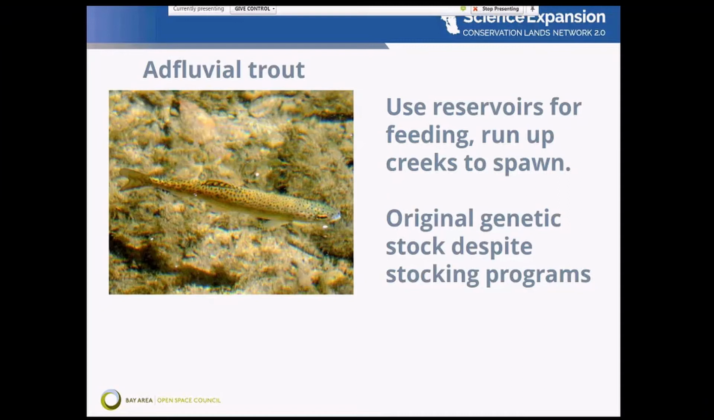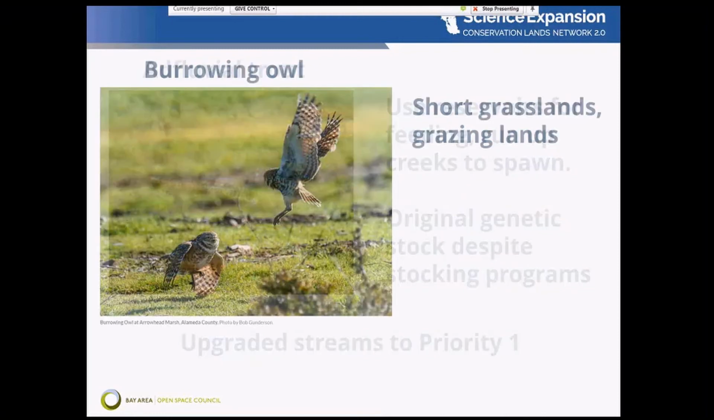Rob Leidy brought our attention to these adfluvial trout that use reservoirs for feeding and then run up the creeks to spawn. So they're trapped away from the ocean, and it turns out they maintain the original genetic stock despite artificial stocking programs in a lot of the streams. These fish have persisted, and the original genetic stock of rainbow trout is incredibly important. So we upgraded those streams to priority 1 to draw attention to them. Next slide.